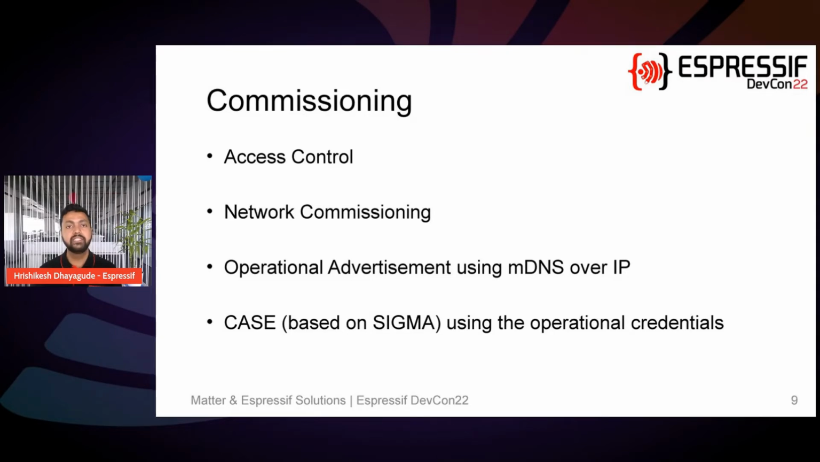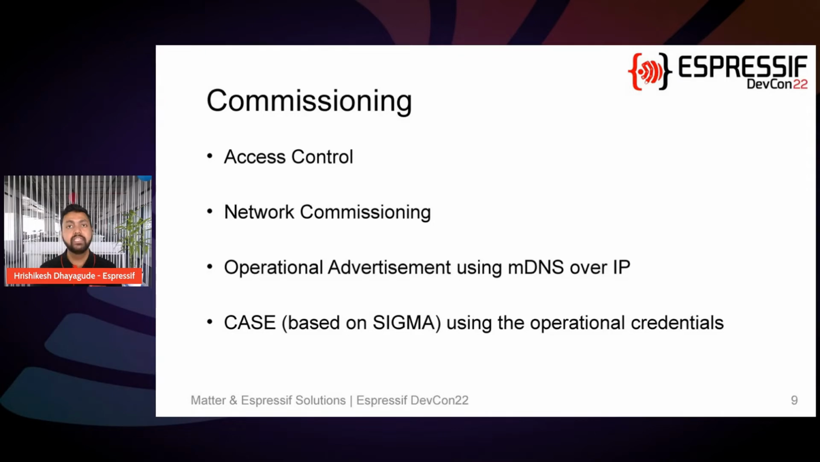The next part is network commissioning. This step involves giving IP connectivity to the device. If it is a Wi-Fi device, it is installed with the details about the Wi-Fi network. If it is a Thread device, it is installed with the details related to the Thread network. Once the device gets IP connectivity, it starts operational advertisement over the IP network.